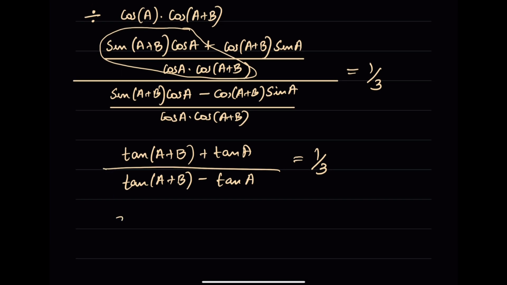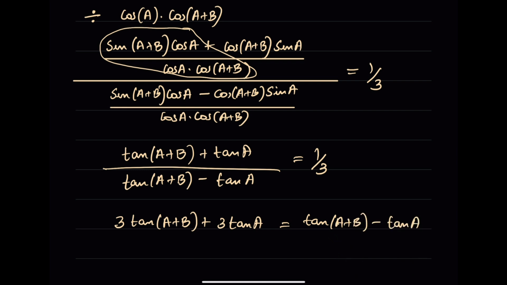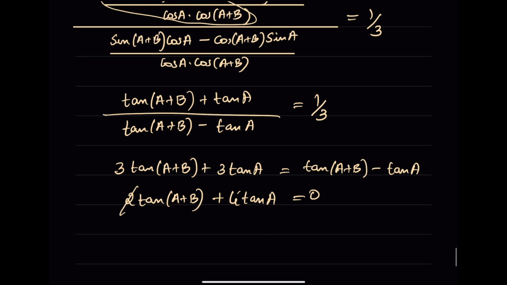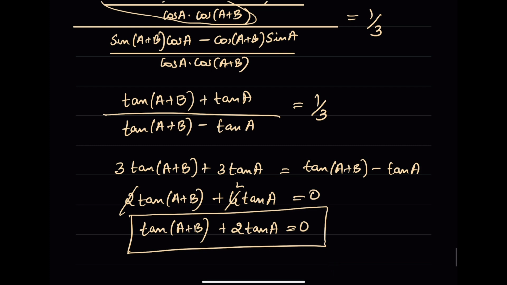Now let's cross multiply 3. So this is 3 tan of A plus B plus 3 tan A is equal to tan of A plus B minus tan A. So now let's simplify this equation. We would get 2 tan of A plus B plus 4 tan A. This is equal to 0. We can reduce 2 here. So we would have tan of A plus B plus 2 times tan A. This is equal to 0. So this is how we can solve the second question. Let's try the third one.